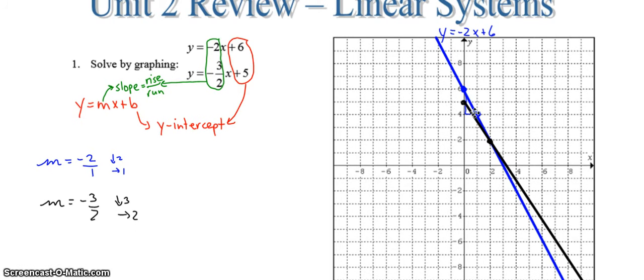And that also makes it very obvious where they intersect. They intersect right here at the point 2, 2. So therefore, the point of intersection, or you can call it POI, is 2, 2. So that's how you determine the point of intersection from graphing.